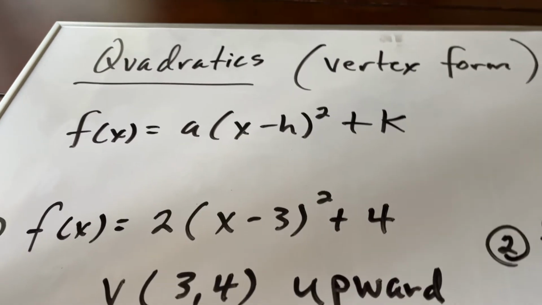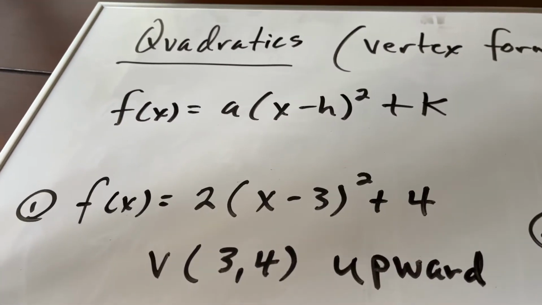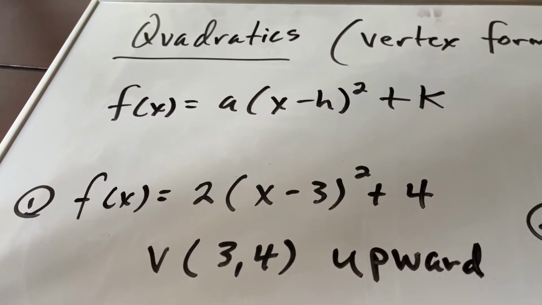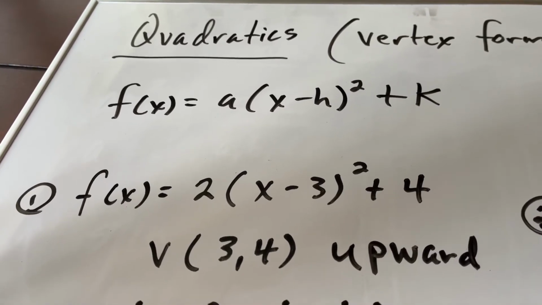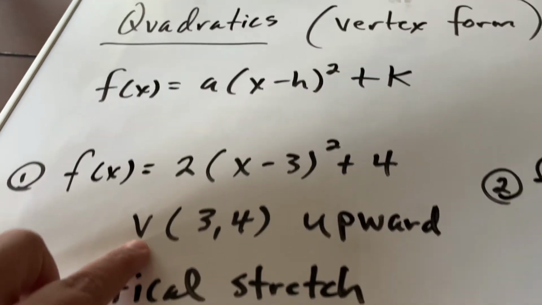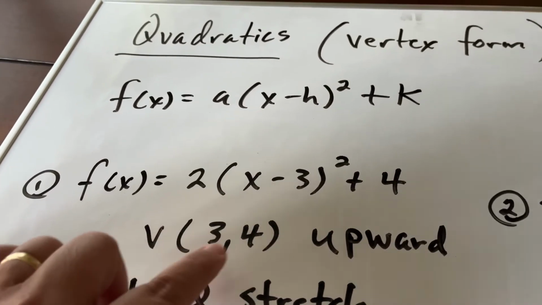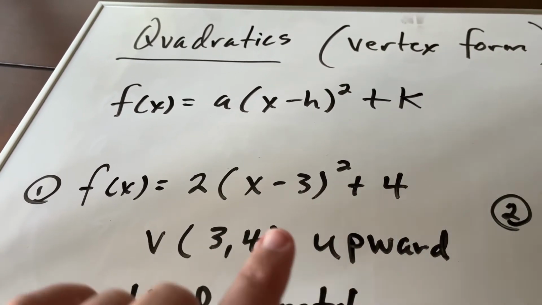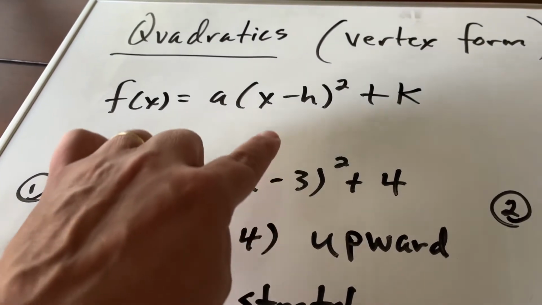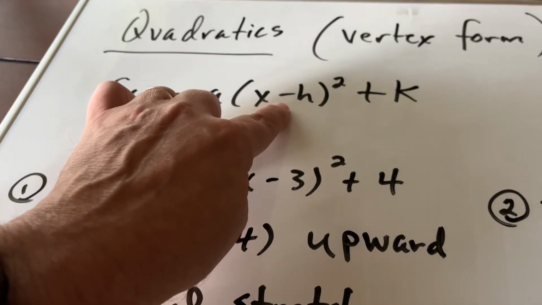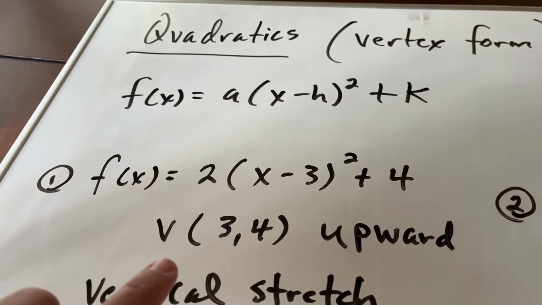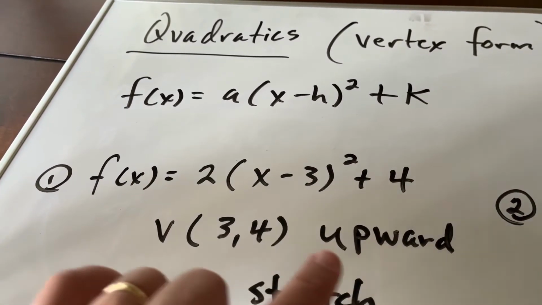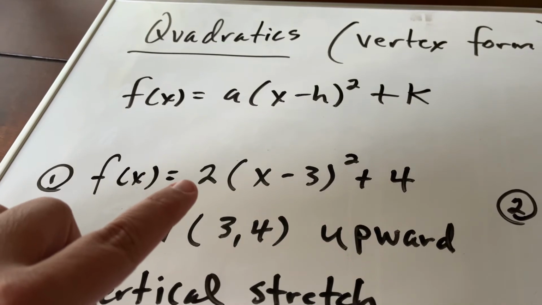Here's an example. Suppose you have f of x equals 2 times (x minus 3) squared plus 4. Well, the vertex, represented by capital V here, is (3, 4). The reason it's just 3 is because the minus sign is built into the formula. So it's just 3 and 4 for the vertex. I say it's opening upward because that's a positive 2.